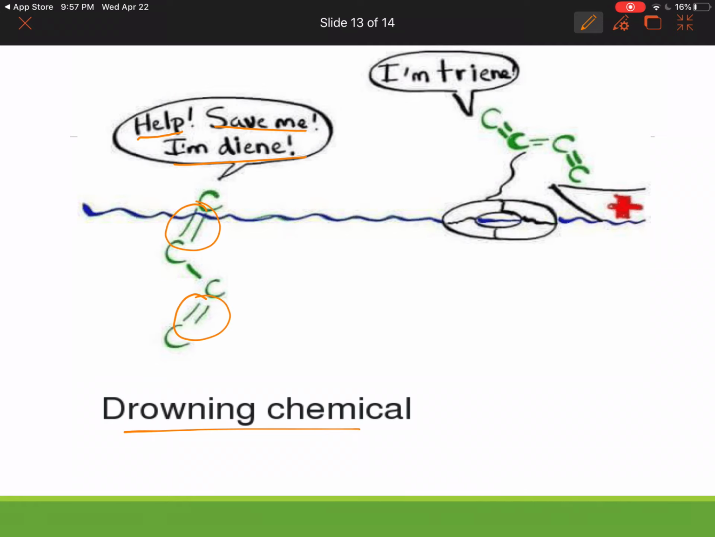Over here in the lifeboat, we got a little lifesaver kind of thing, right? You'll notice 1, 2, 1, 2, 1, 2. So this is not a diene, this is a triene. So he's saying, I'm trying. He's trying to save him. All right, hopefully that gave you a little chuckle. And that is topic 3.